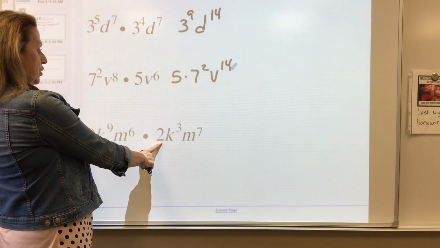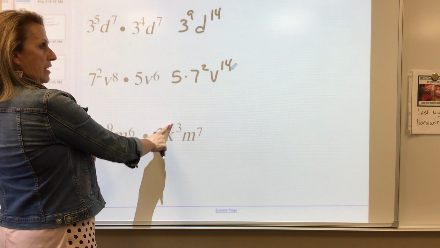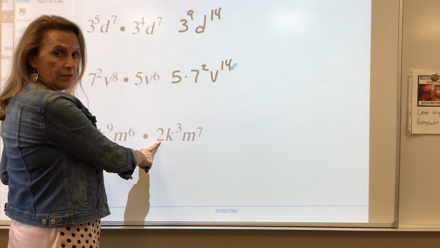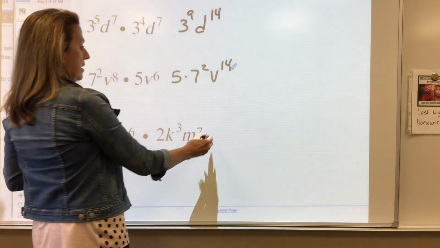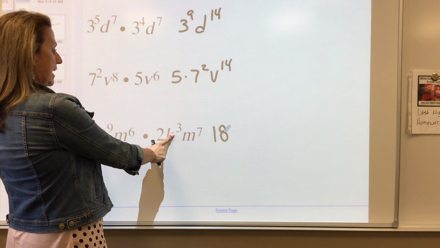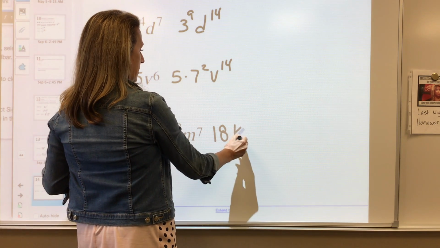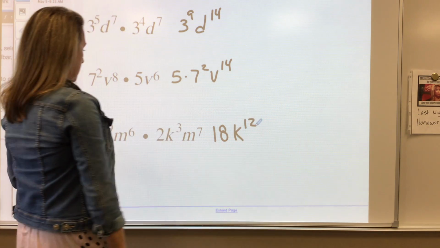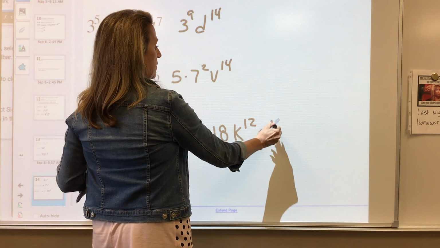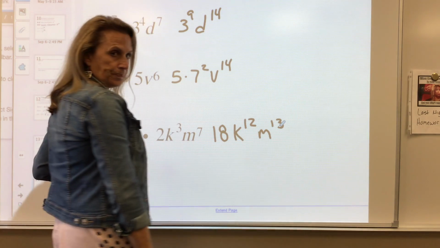My 9 and my 2, because they don't have exponents on them, they're just numbers. So they're just coefficients, which means I can multiply them. So 9 times 2 is 18. I have 9 K's, I have 3 K's, I have 12 K's. I have 6 M's, I have 7 M's, I have 13 M's.